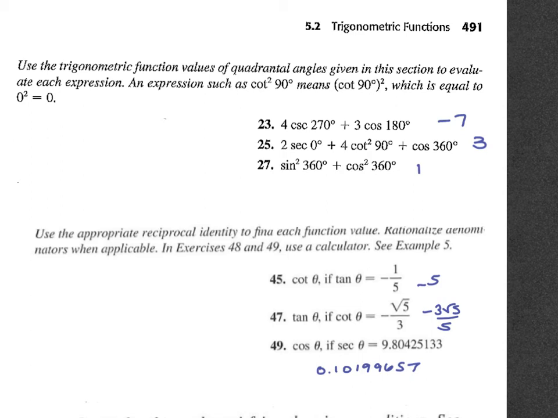Number 25. I put it over and then for the second part I got undefined. I don't know if I just did it wrong. So 0, my coordinate point there is 1, 0. This is the reciprocal of cosine, so cosine's 1, which means that's 1. So 2 times 1 plus the cotangent of 90. 90 would be 0, 1. The cotangent there is the x over the y, which is 0. 0 squared is still 0. 4 times 0. And then the cosine of 360 means we go all the way back around to 360. Cosine there is 1. So this would be 2 plus 0 plus 1.